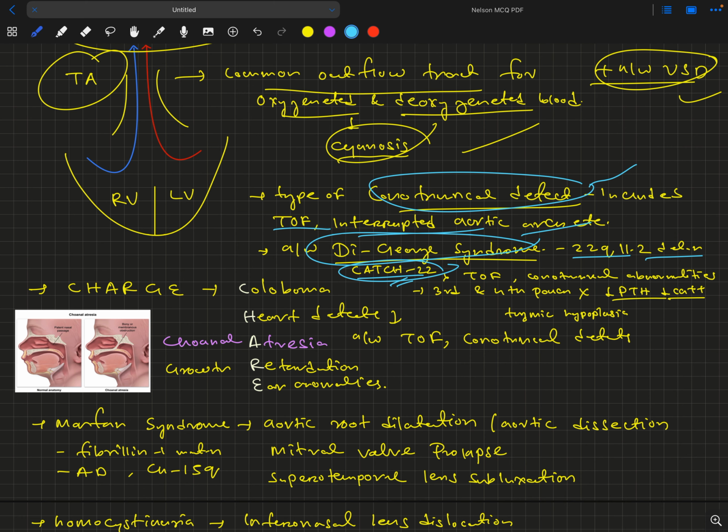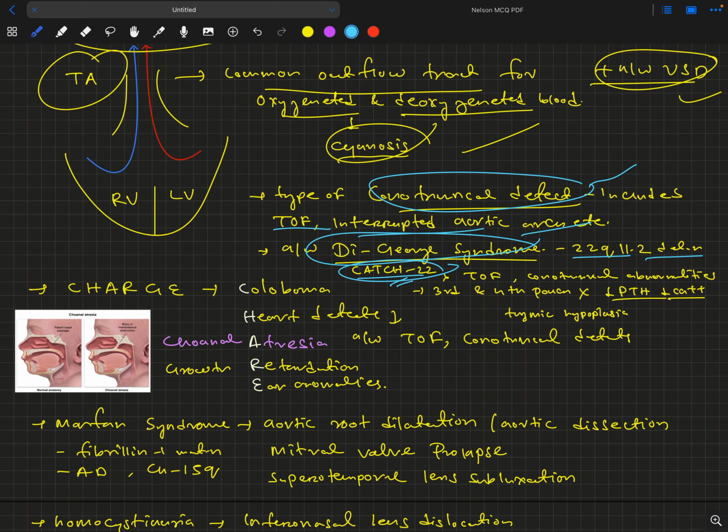Now let's discuss some conditions like CHARGE syndrome. CHARGE: C stands for coloboma, H stands for heart disease, A stands for atresia, or it is called choanal atresia, R is retardation. Retardation means growth retardation, G is genital abnormalities, and E is ear abnormalities.